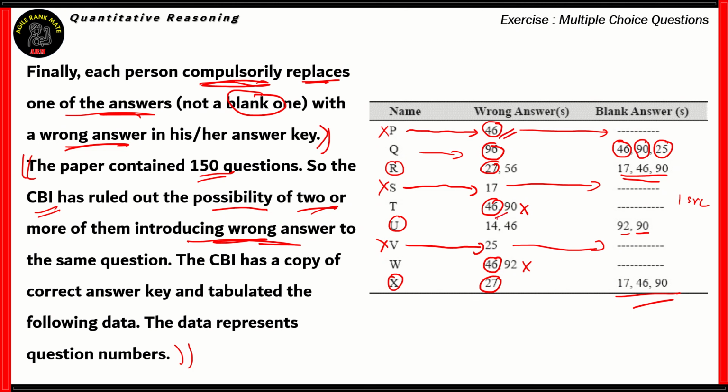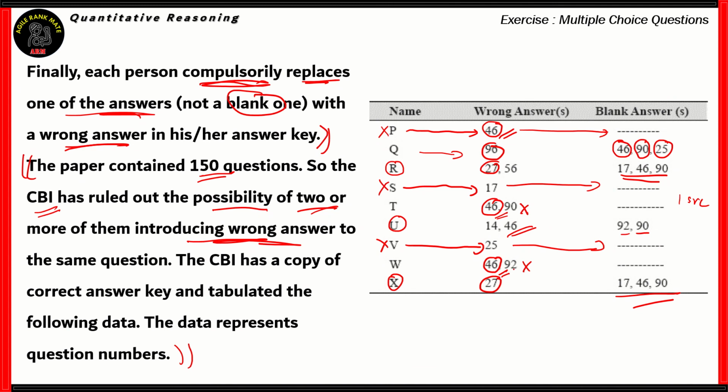We also see that W has 46 as incorrect. So W took its source from P. T took its source from P as well, so they have the same wrong answer. Now you can see U having the same wrong answer, and it also had blanks as 92 and 90. So T had 90 incorrect, so probably that clashed with W, so it was given as blank.